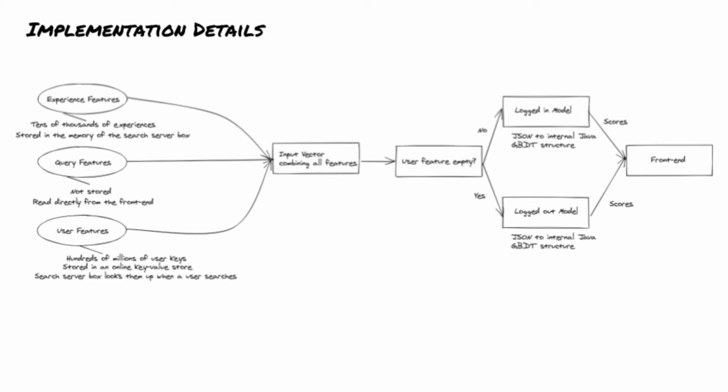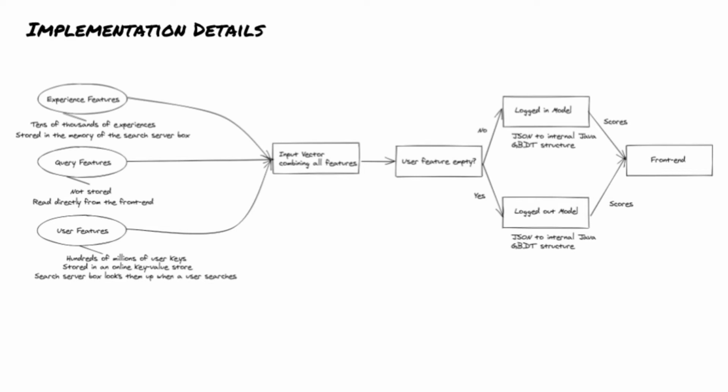For example, user features have hundreds of millions of user keys and therefore are stored in an online key value store where the search server boxes can look them up when a particular user does a search. Experience features aren't as many as the user features, and they are stored directly in the memory of the search server boxes and read from there. Query features are not stored at all, since they are retrieved in real time from the front end of the application. Experience and user features are both updated daily via the Airflow pipeline that we talked about in the previous video.